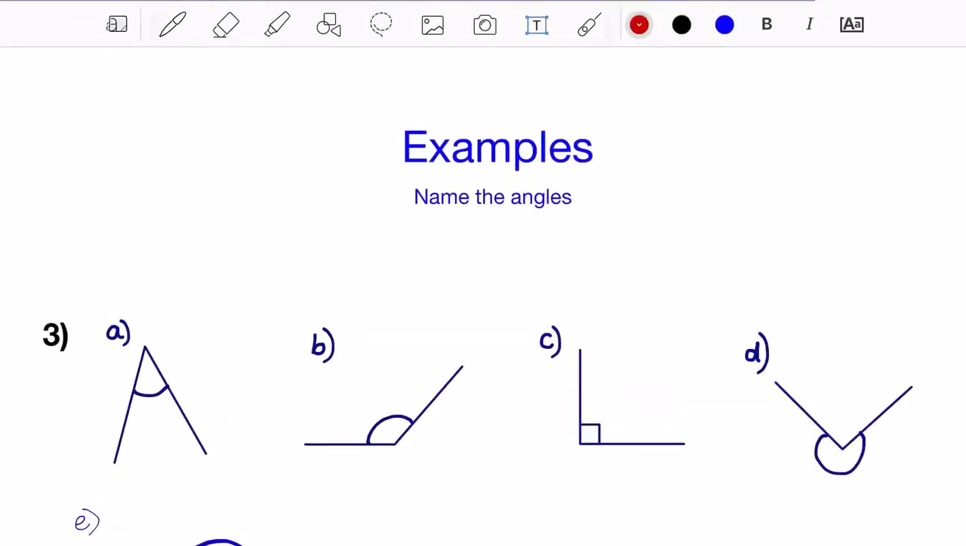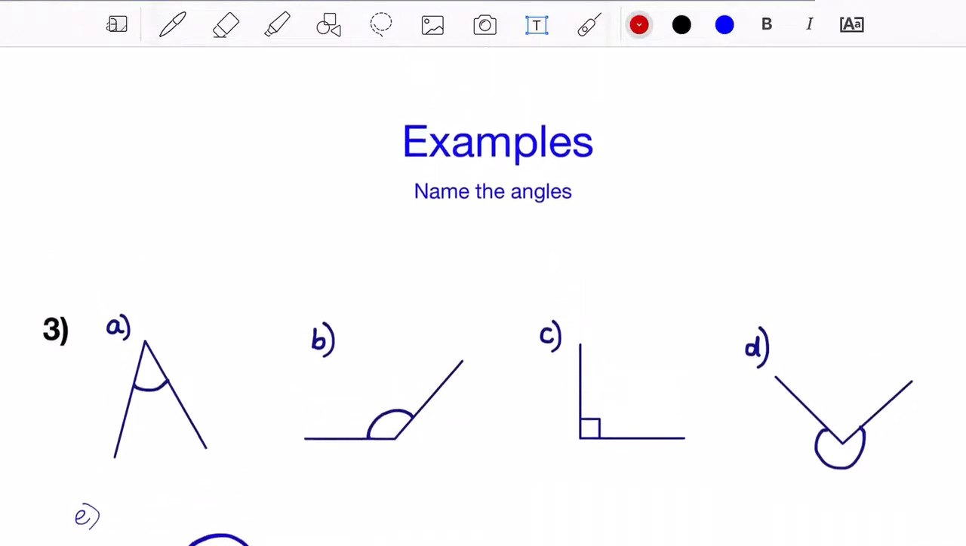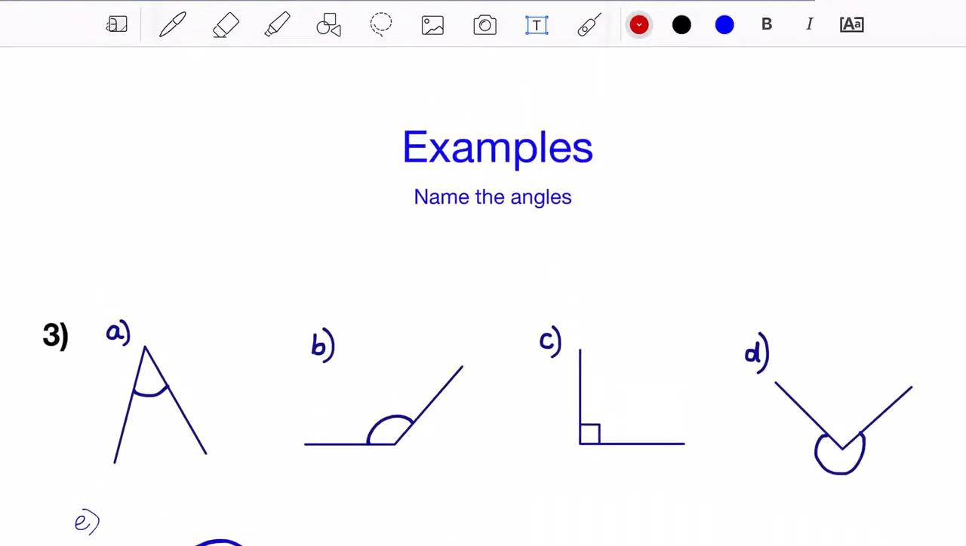We will now do some examples. Name the angles. Part A. A, as we can see, is less than 90 degrees. So this is called an acute angle.